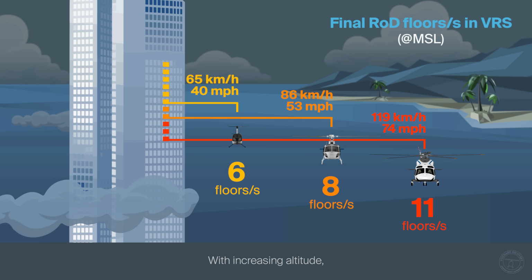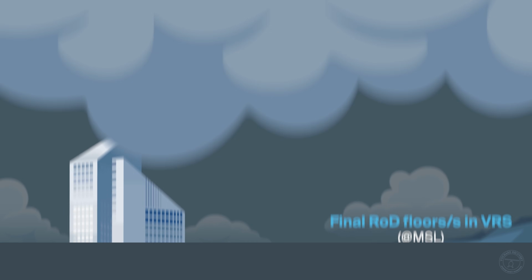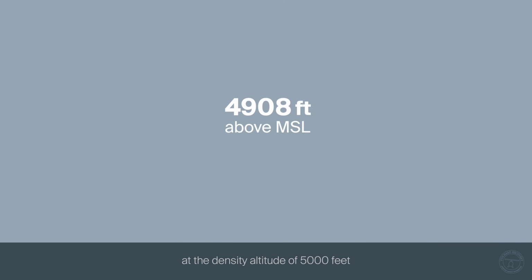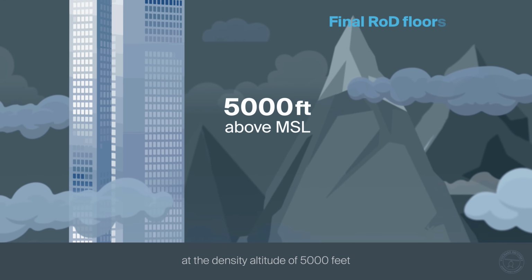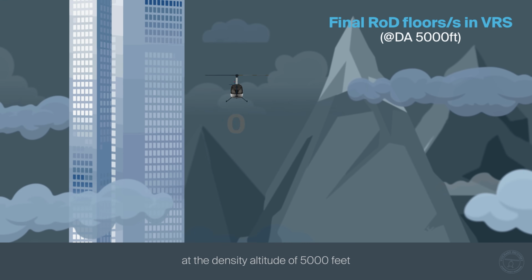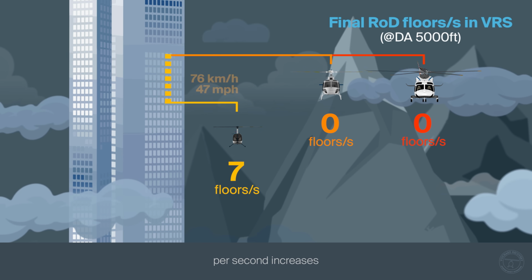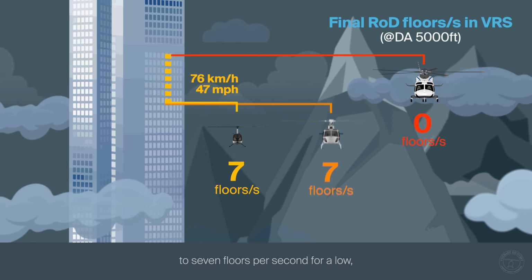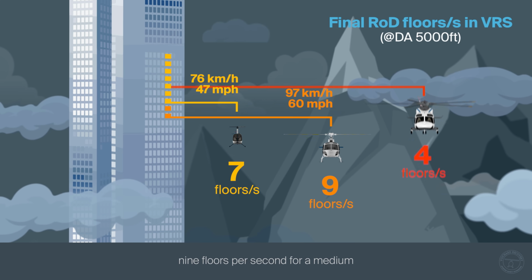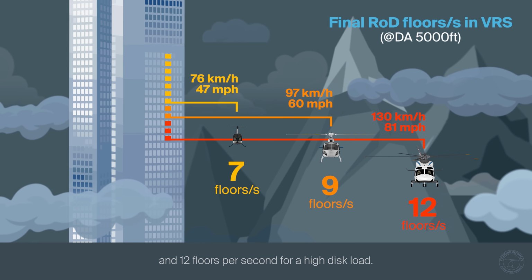With increasing altitude, the air density decreases. To generate the same thrust, a higher induced velocity is required. Final rate of descent at the density altitude of 5,000 feet. The rate of descent in floors per second increases to 7 floors per second for a low, 9 floors per second for a medium, and 12 floors per second for a high disk load.